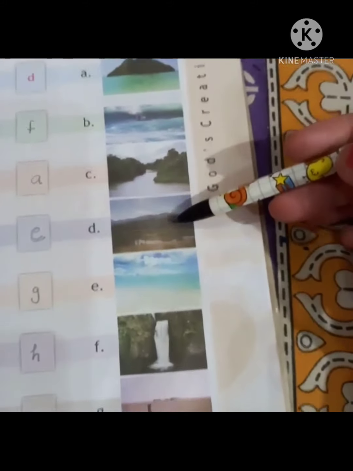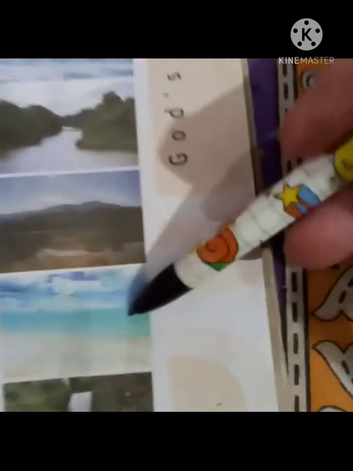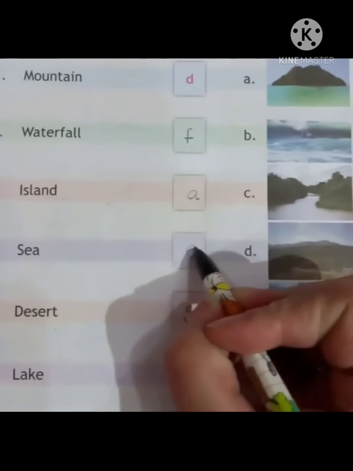Now the fourth one is sea. Now my dear students, see where is the sea? Yes, it is the sea. So the letter is E. We will write here E.